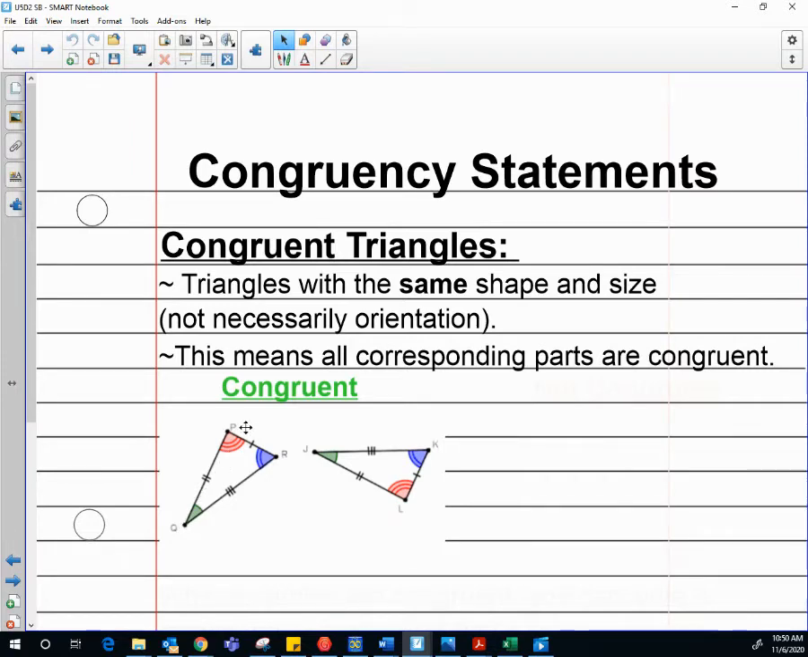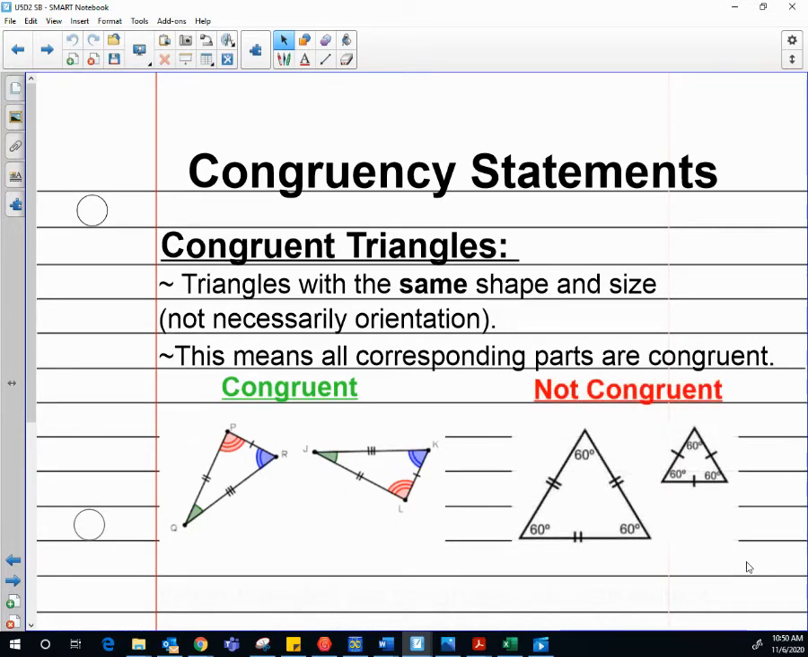Side QP is going to be congruent with side JL, and we know that because of the number of hash marks that are present. So we know those are the corresponding pieces. These have a different orientation. They're turned differently, but they are the same shape and the same size.